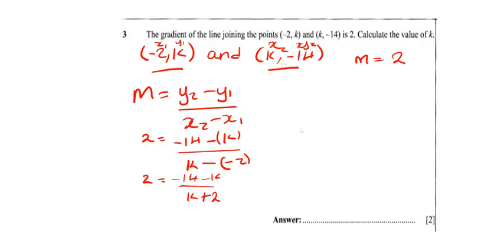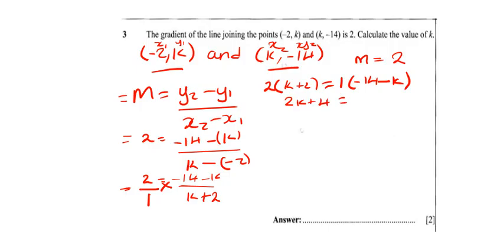And then you understand from this point, if you have an equal sign here, we can say this 2 is over 1, and then we do cross multiplication. So I'm going to complete this at this point. We are going to have 2 multiplied by (k plus 2), which is equal to 1 multiplied by (negative 14 minus k). So 2 times k is 2k, 2 times positive 2 is positive 4, equals 1 times negative 14, which is negative 14, and 1 times negative k, which is just negative k.